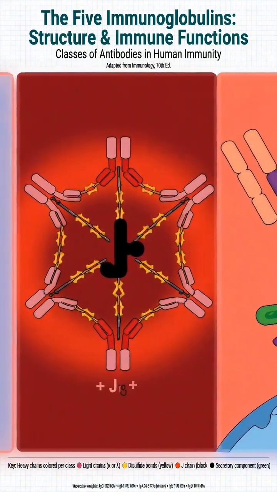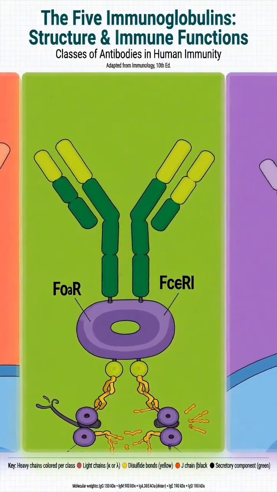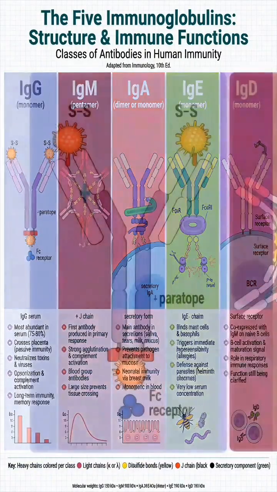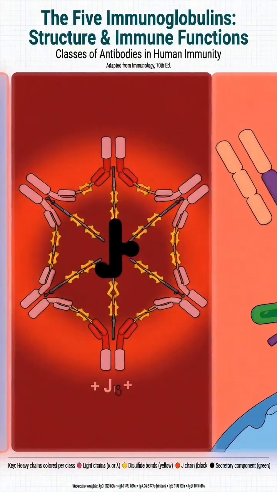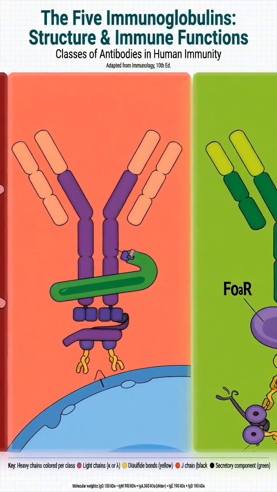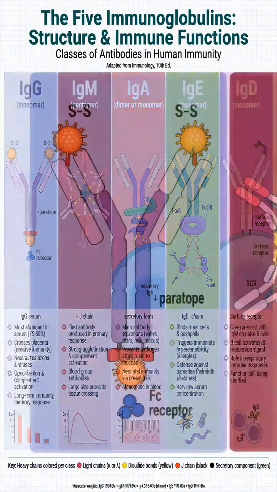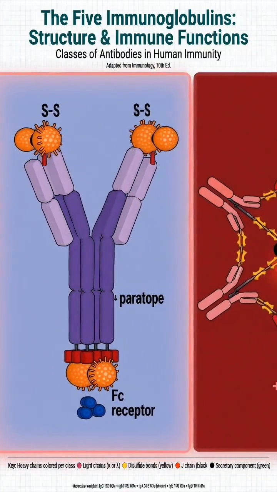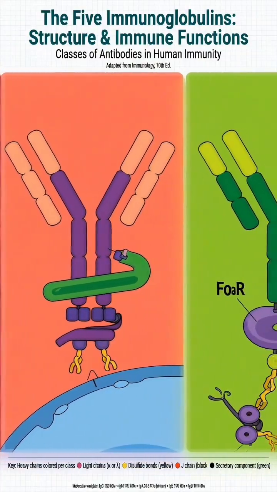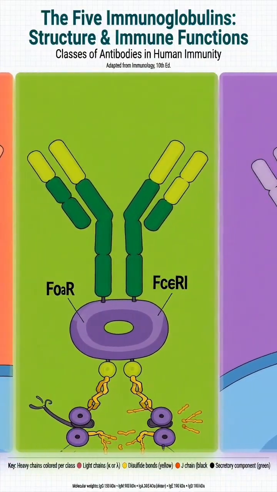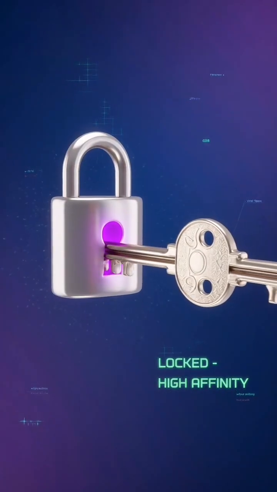There are 5 major classes of antibodies: the IgG, IgM, IgA, IgE, and IgD. And each of them performs a unique function. IgG provides long-term protection, while IgA protects body surfaces. IgE is involved in allergies, and IgD helps activate immune cells.